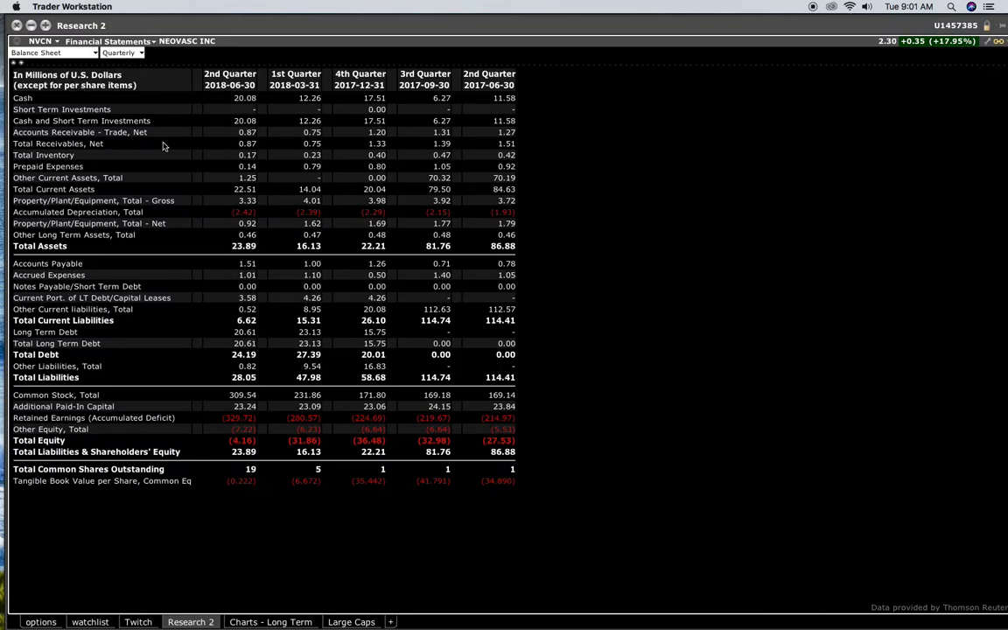Now, if we take a look outside of the current assets, we'll see that they don't really have any assets other than cash. That's all they got. And their total liabilities is actually 28 million. And if you have more liabilities than assets, some things can get sticky.